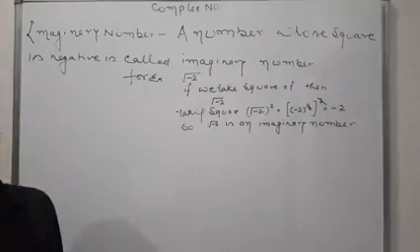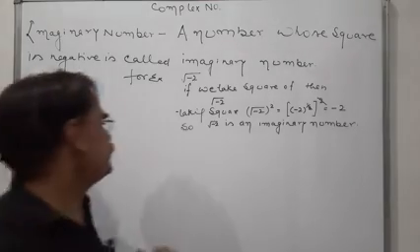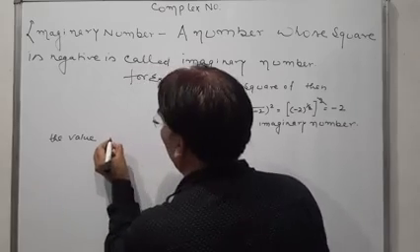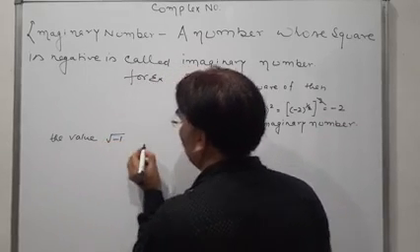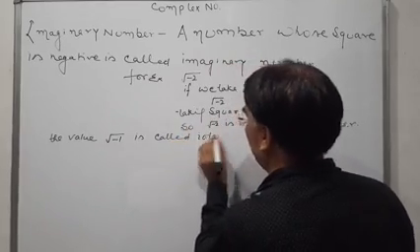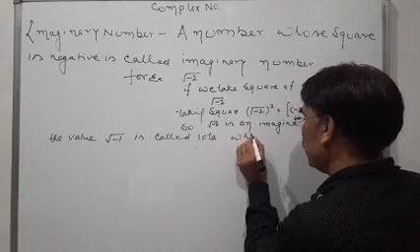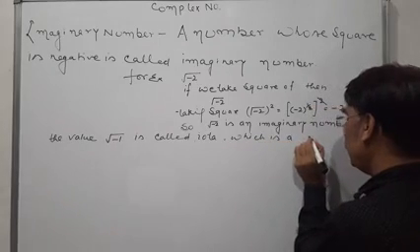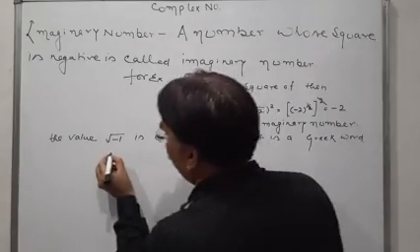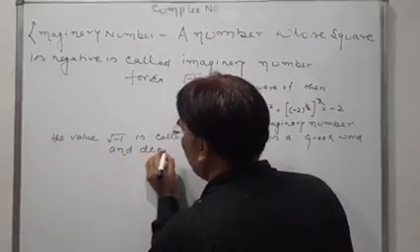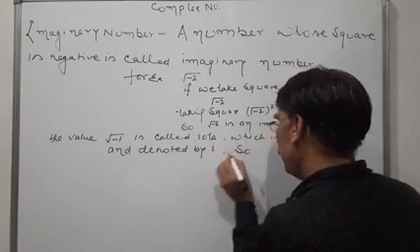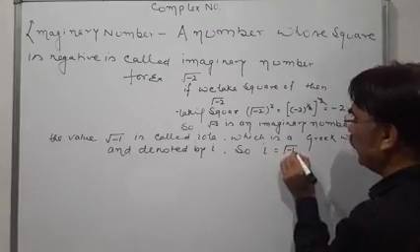Now we are going to discuss iota. The value under root minus 1, which is an imaginary number, is called iota, which is a Greek word and denoted by i. So i is equal to under root minus 1.